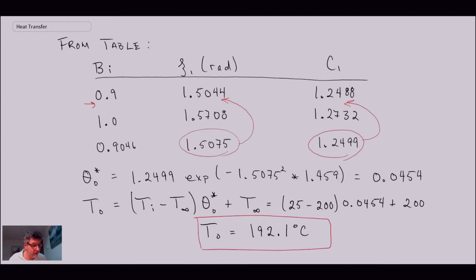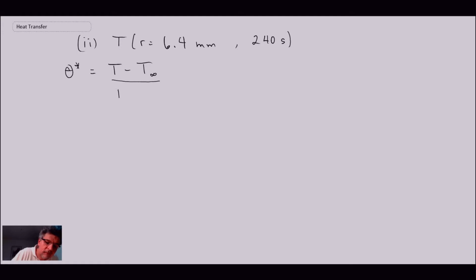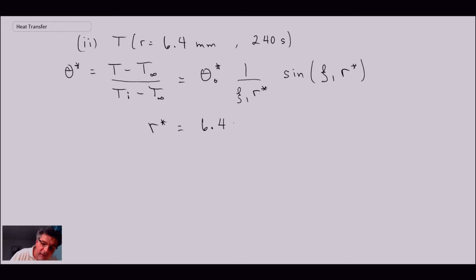What we now need to do is evaluate what is going on at a radial location of 6.4 millimeters. For that we have to use the spatial distribution solution. We'll notice in this equation we have R star. R star is the radial location we're interested in, 6.4 millimeters, divided by the radius of our sphere. So R star is 0.512.